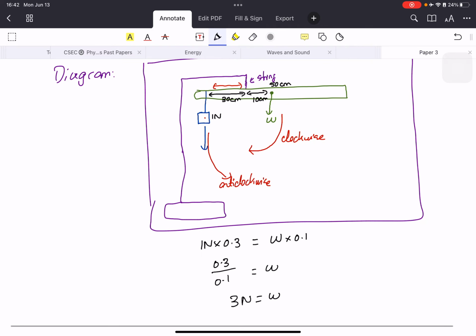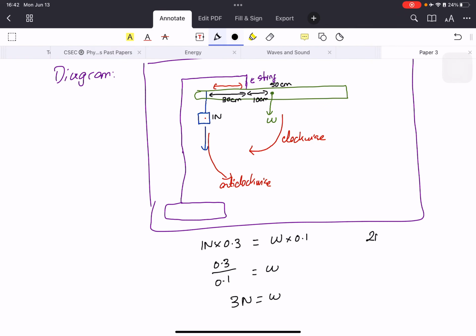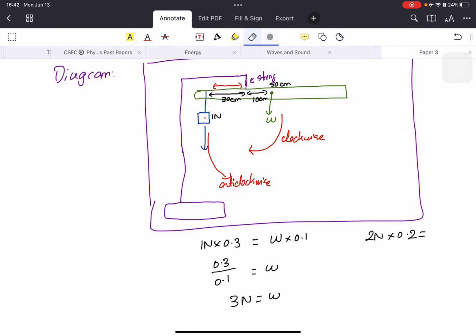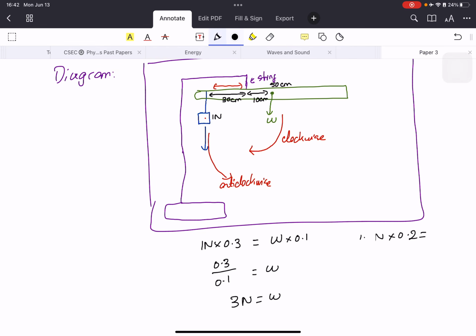So let's just pretend now that we put 2 newtons of weight in the slotted weight, and we shift it, I don't know, 20 cm. Obviously I'm just going by guess here. This is probably not going to work. Maybe, okay, we change the weight to 1.5. And then we always keep the weight at the same distance, 0.1. So let's find the weight now. It's 1.5 by 0.2 over 0.1 will give us our weight.